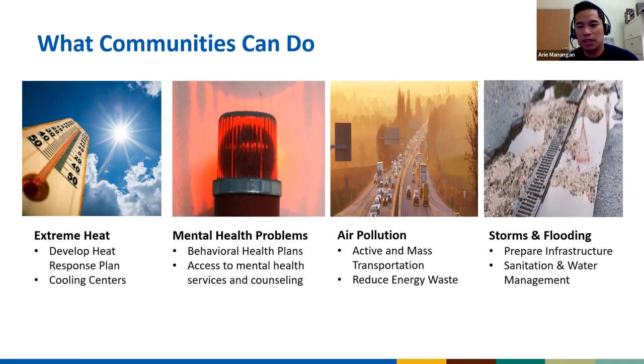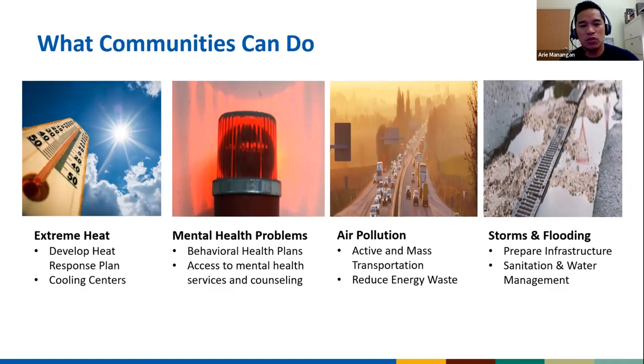For storms and flooding, communities can prepare infrastructure. We can identify buildings, roads, and other infrastructure that are most at risk of damage. And we can ensure existing and new infrastructure can withstand increasingly intense storms and flooding. We can also improve sanitation and water management. We can protect drinking water sources and delivery systems, and we can prevent sanitary sewer overflows.